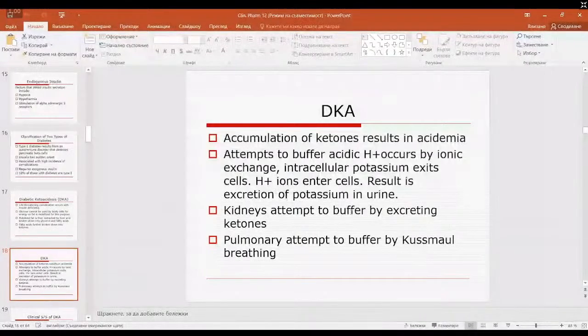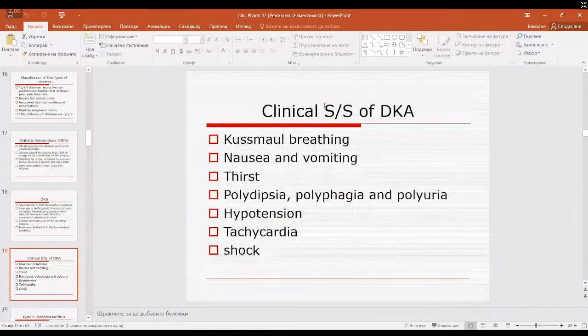The patients usually have Kussmaul breathing in the later stages of diabetic ketoacidosis if they present late in the course of this complication. And it's a very bad prognostic sign for the survival of this patient. They can also have nausea, vomiting, thirst, polydipsia, polyphagia, polyuria, hypotension, tachycardia, and lastly, shock and death.